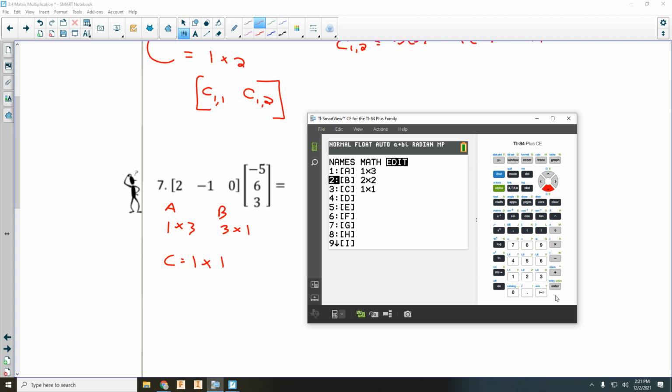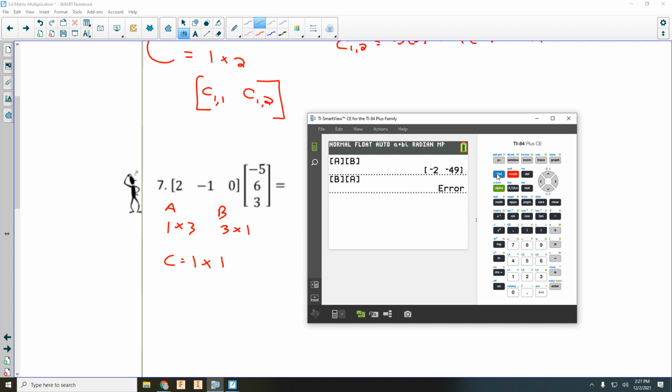And edit matrix B, which is 3 by 1. Negative 5, 6, 3. Wait, so that's just the same way you have the calculator, you just don't put a plus or minus between them? Right. Because if there's no, yeah, you could put a times between them if you want to.